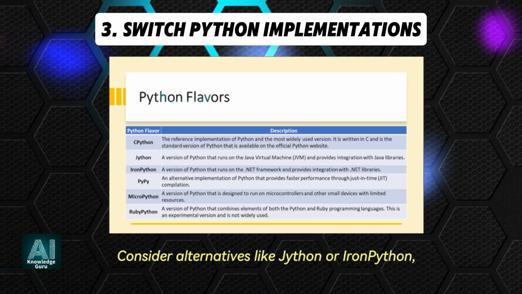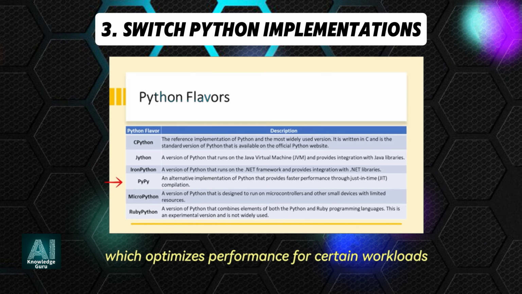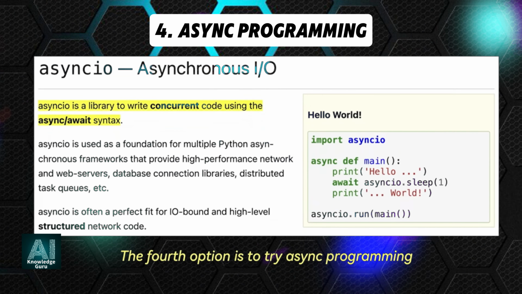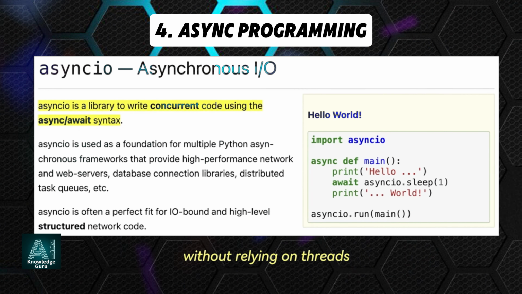The third option is to switch Python implementations. Consider alternatives like Jython or IronPython, which don't have a GIL, or PyPy, which optimizes performance for certain workloads. The fourth option is to try async programming. For I/O-bound tasks, Python's async I/O lets you manage multiple tasks without relying on threads.